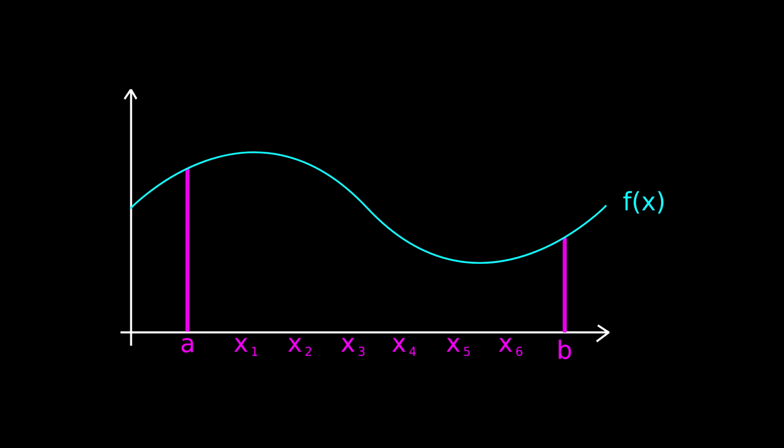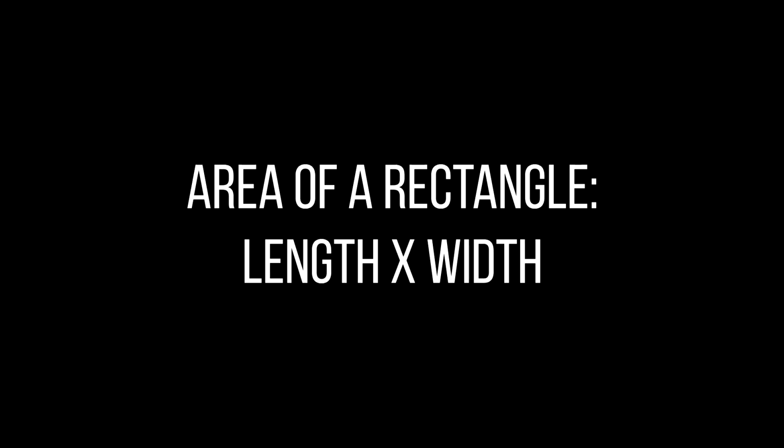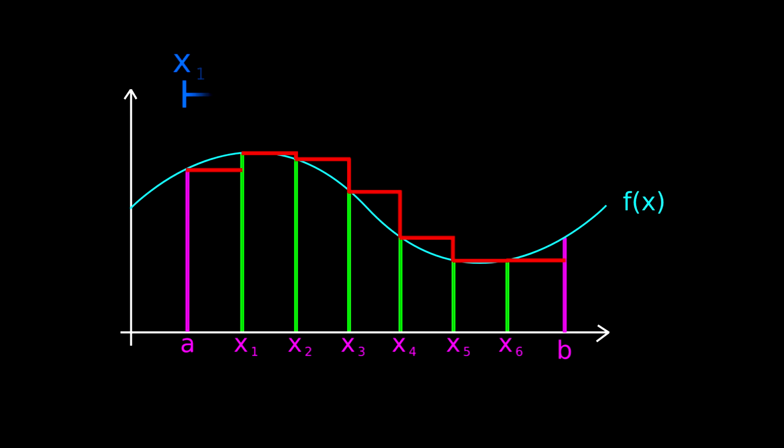If you choose left, then draw a line at every interval, including x0 or a, up to where it meets the line of the graph f of x. Then, create a rectangle using the line on the left as its height, and use the distance between each interval as its width. Now, we can use the basic formula for the area of a rectangle in order to find the area of any one of these rectangles. The width is equal to the distance between intervals, and the height is equal to f of xn.